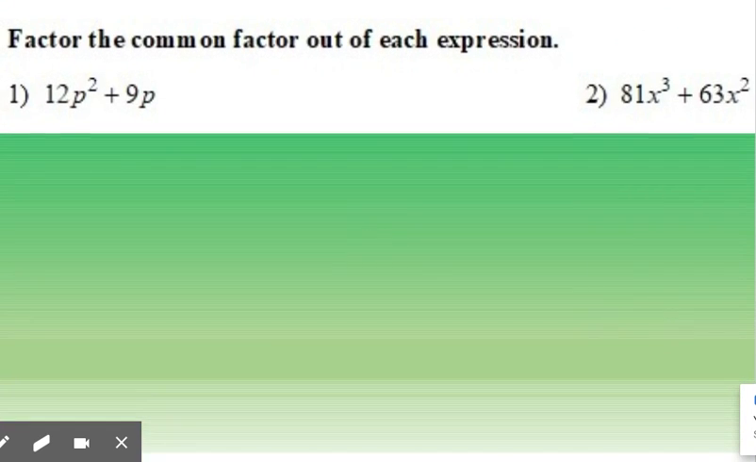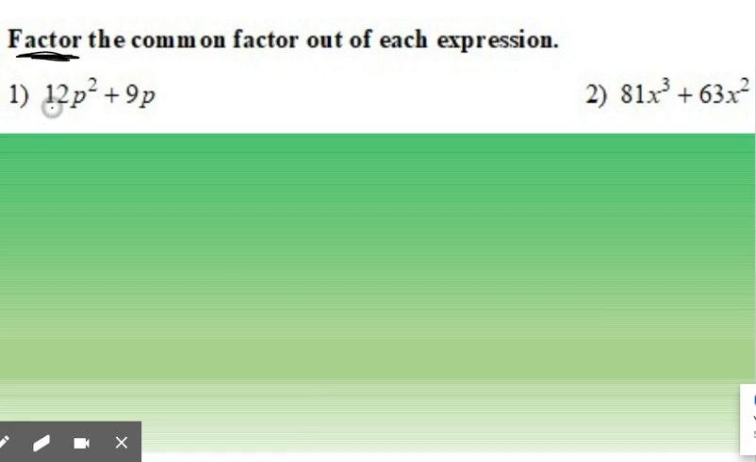Here we go. Now the instructions here are going to say factor the common factor out of each expression. What we're going to be doing today is essentially looking for the greatest common factor. I'm going to show you one way in this video. You're also going to have an alternate method that is going to be posted as a separate YouTube video. So let's just go ahead and take a look at this.